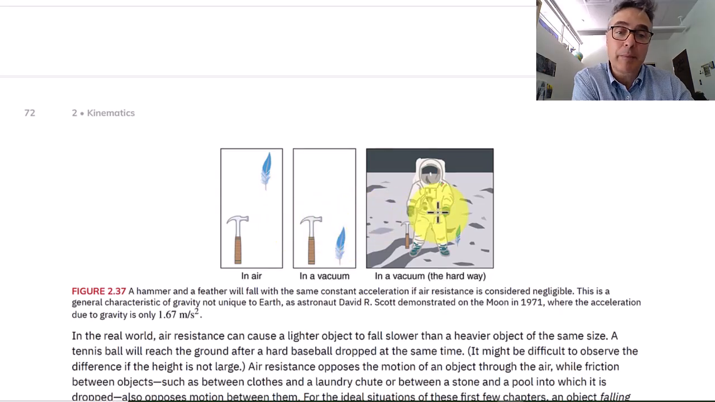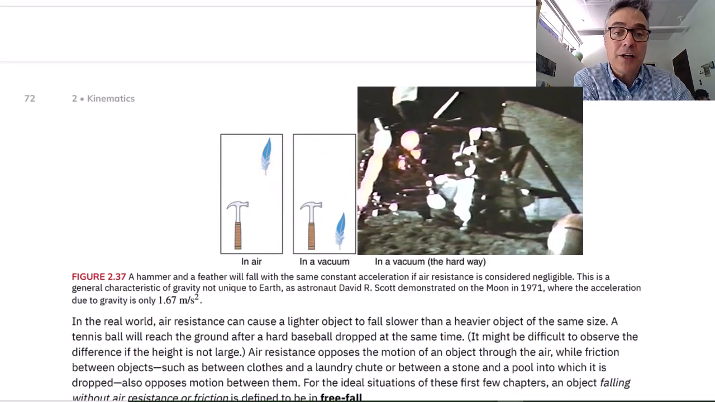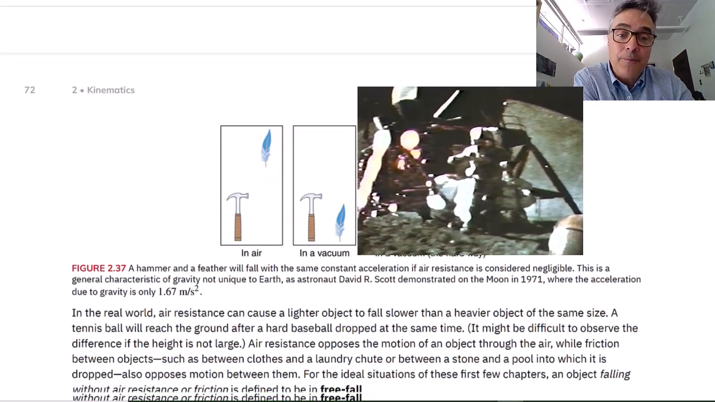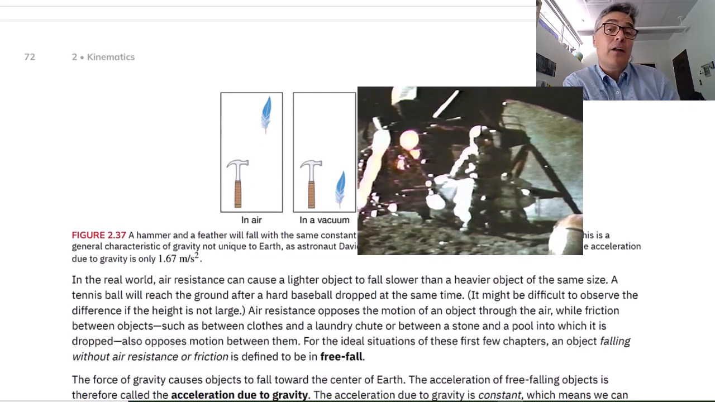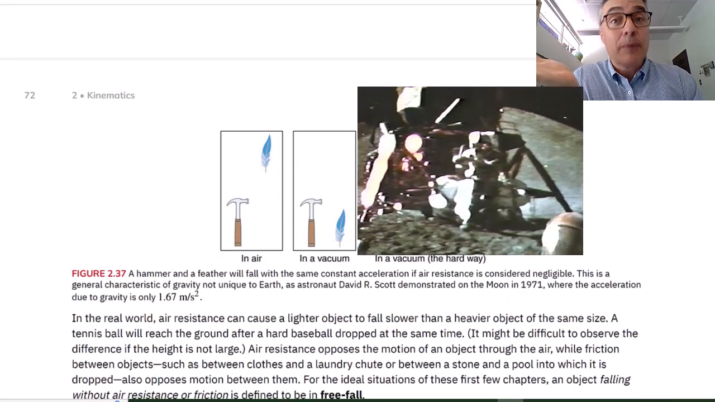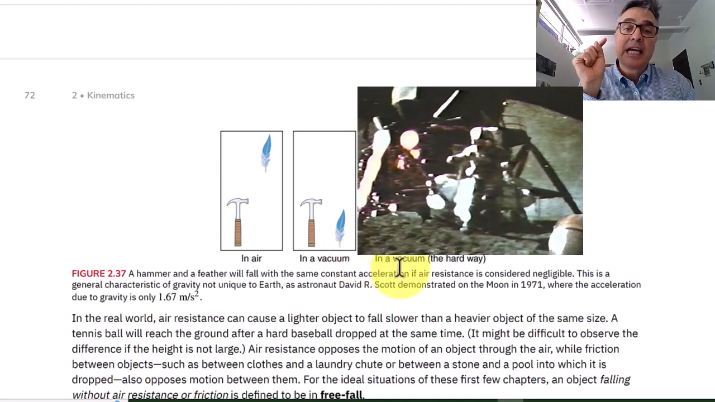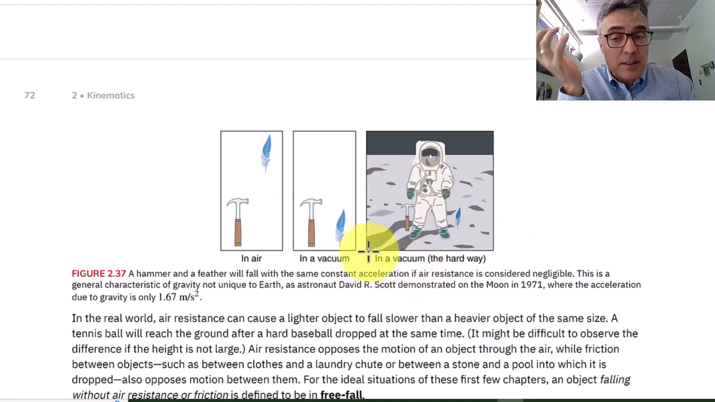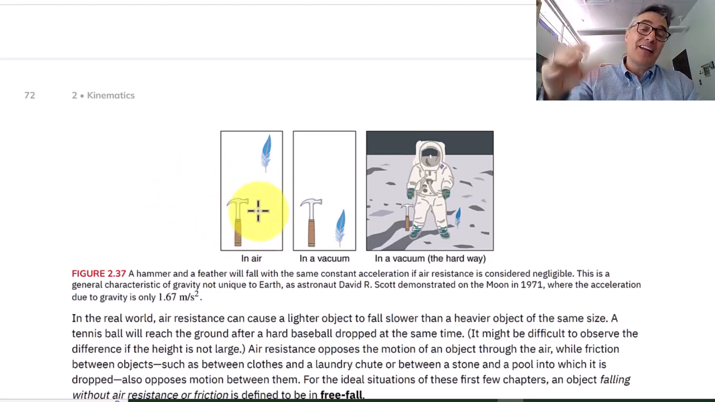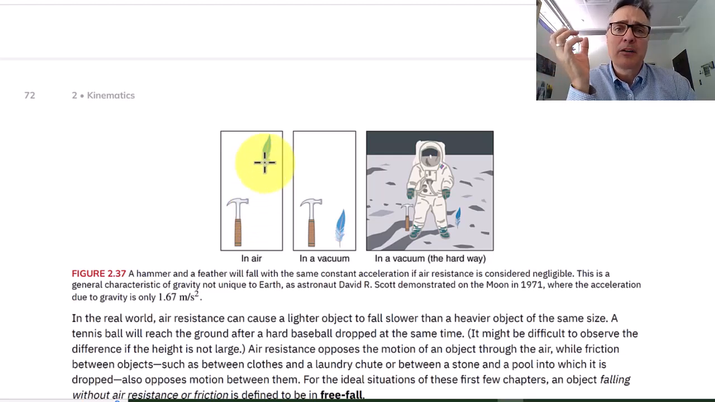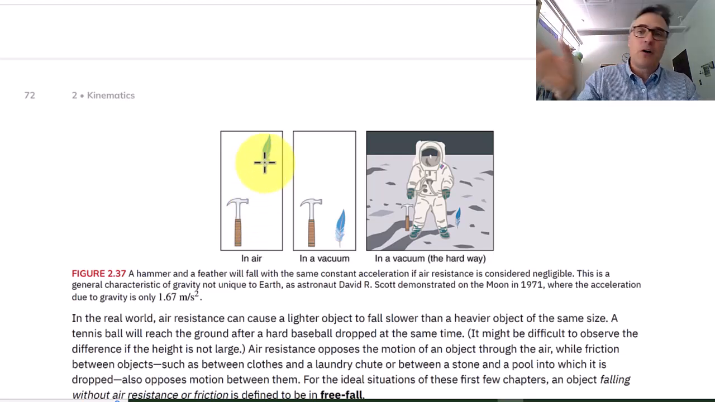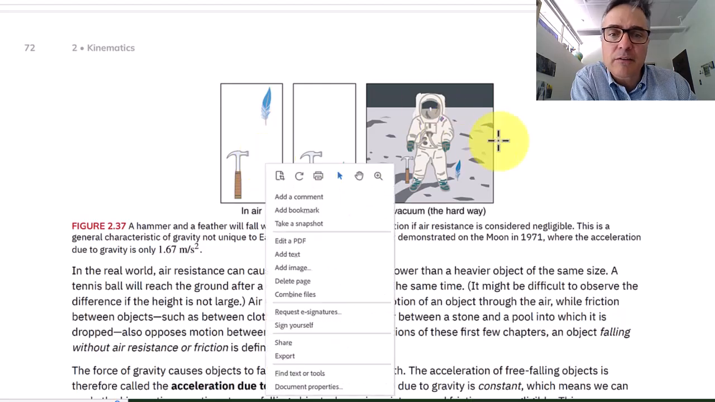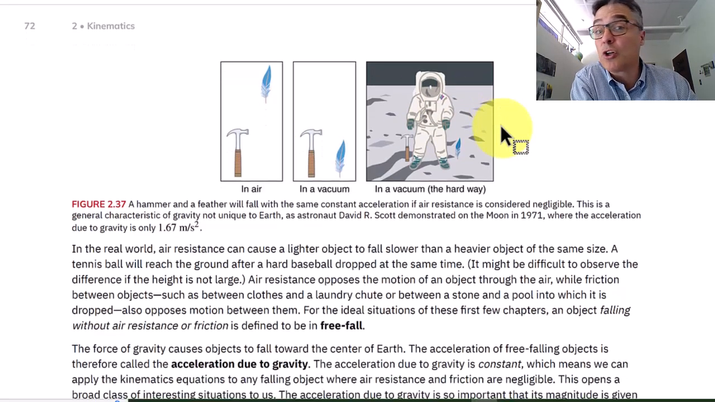Here they show an experiment that was done on the moon where an astronaut dropped a hammer and a feather at the same time, and they fell with the same acceleration. The reason they fall with the same acceleration is because they are in a vacuum, meaning that there's no air resistance that slows down the feather. So air resistance acting on a hammer is pretty low here on Earth, but it's a lot compared to the weight of a feather, and so feathers don't fall at this regular rate. But they would if you took away all the air.